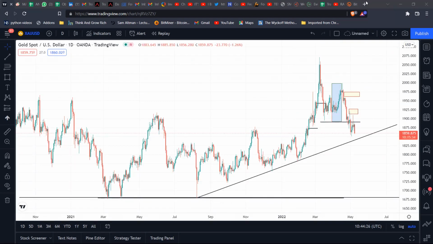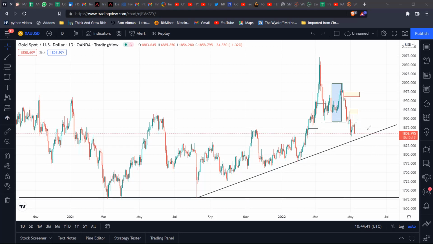You could see how this was a bounce from here. We had another bounce here. We also had another bounce here. So right now, what are we doing? We are approaching that trend line here. Areas like these are critical areas.